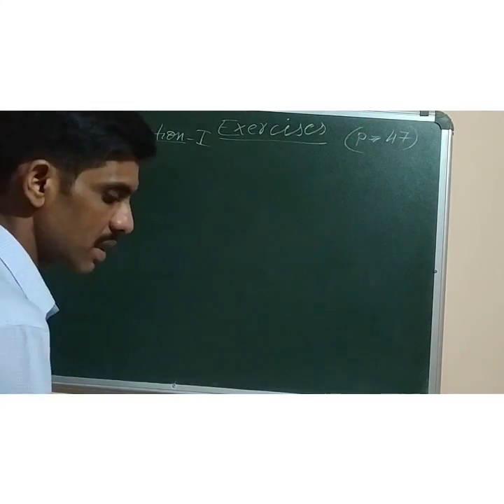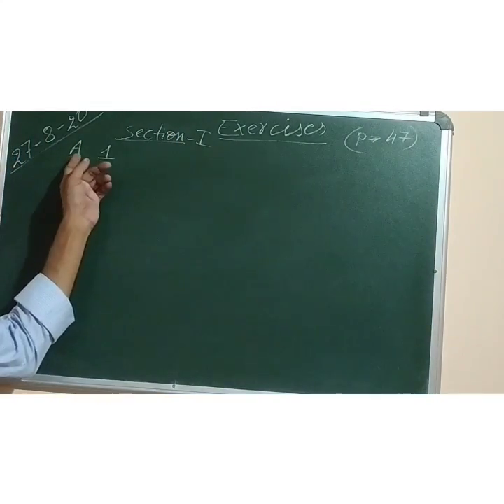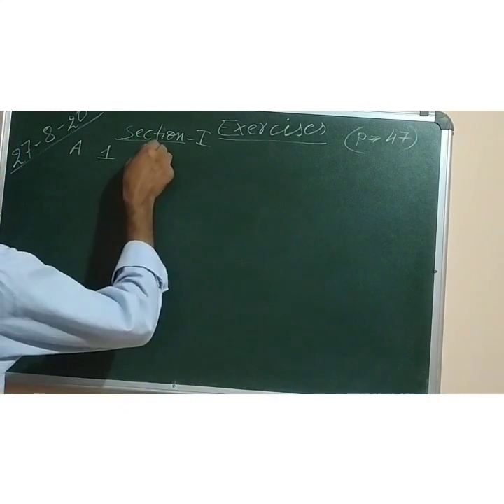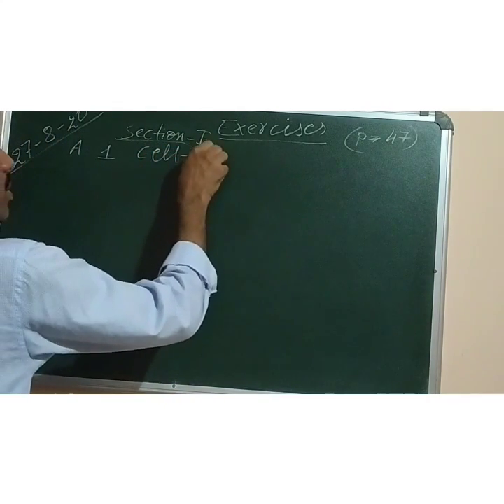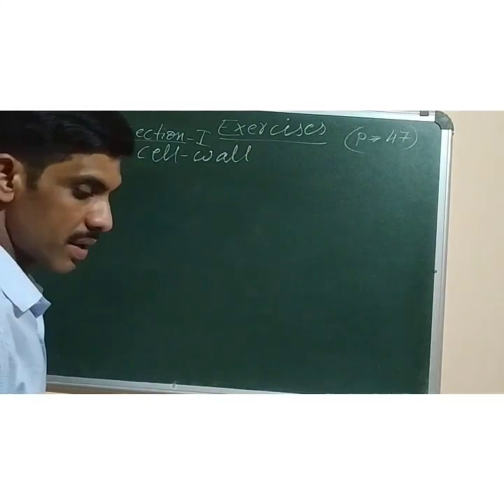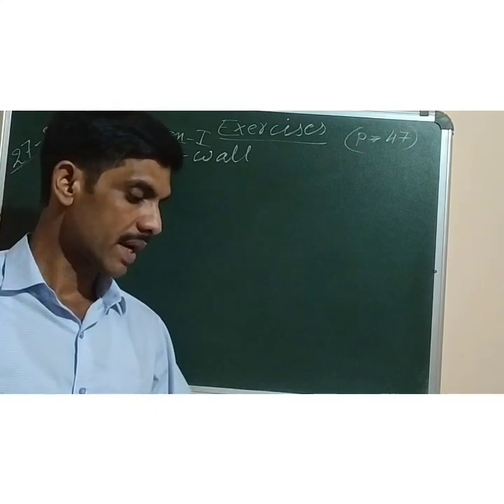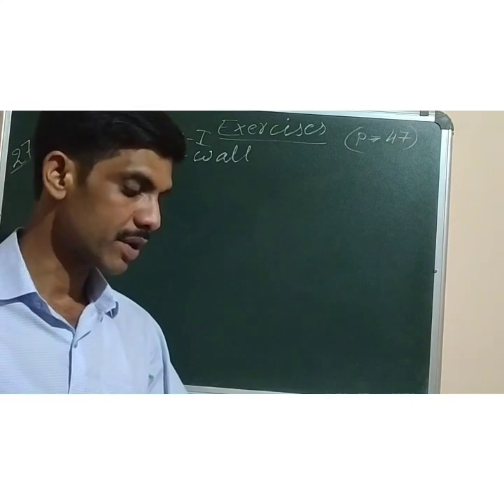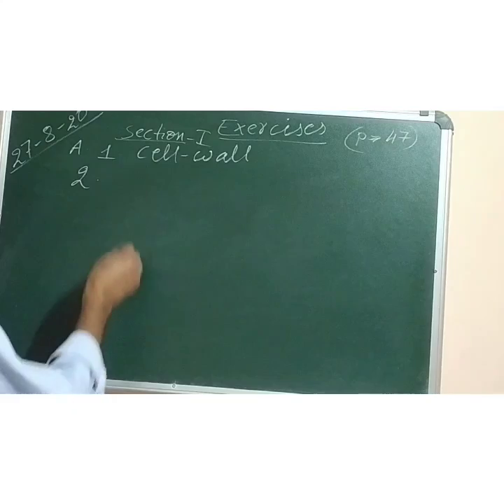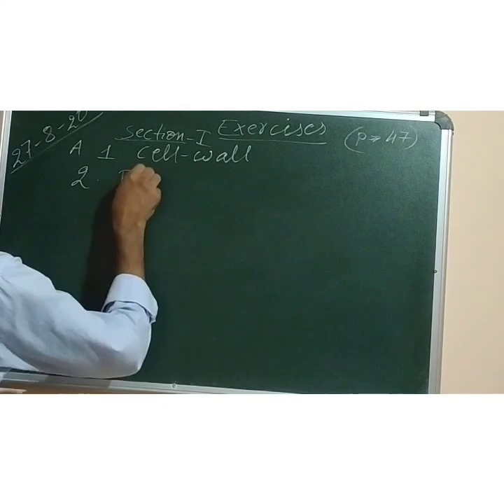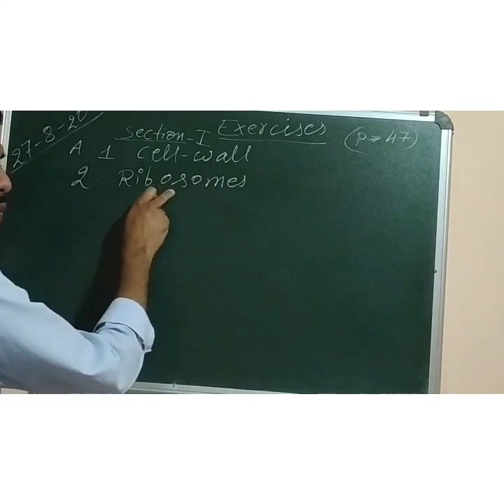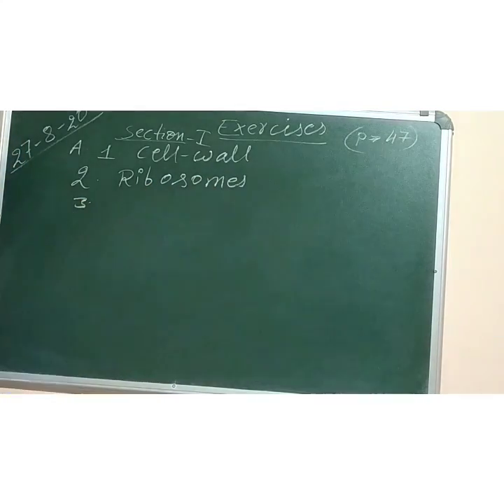First question is, name the following. Question A. Number 1, the protective covering of plant cell. It is known as the cell wall. Number 2, granular structures that either exist freely in the cytoplasm or are attached to the endoplasmic reticulum. They are called ribosomes. They are either attached to the endoplasmic reticulum or found freely in the cytoplasm.